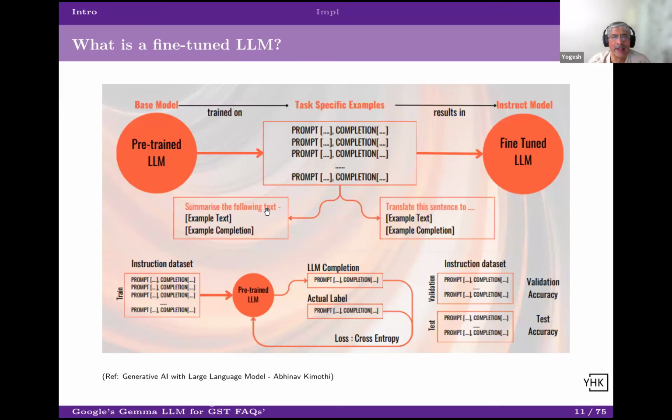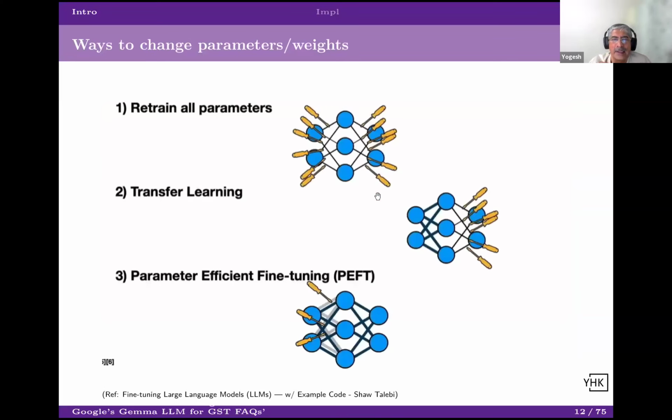So you have a pre-trained LLM already ready with you. Then you have some data set, which is, say, prompt and completion, question answer pairs, many such pairs from your domain. And then it results in a fine-tuned LLM. Then it starts answering based on the data that you have given. Yeah, this is the important picture you should remember.